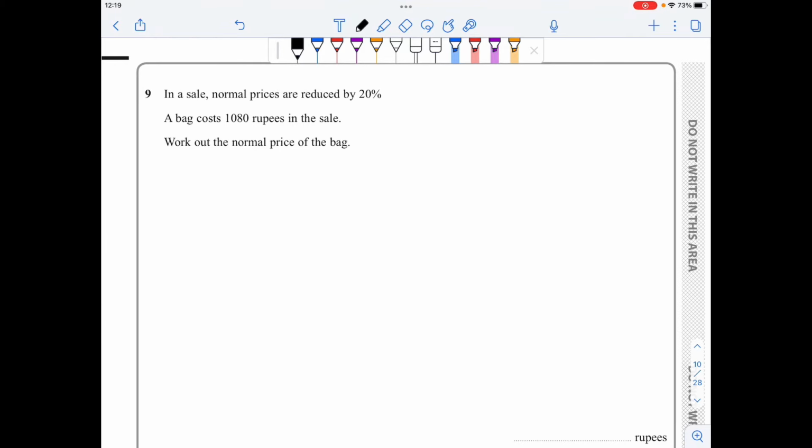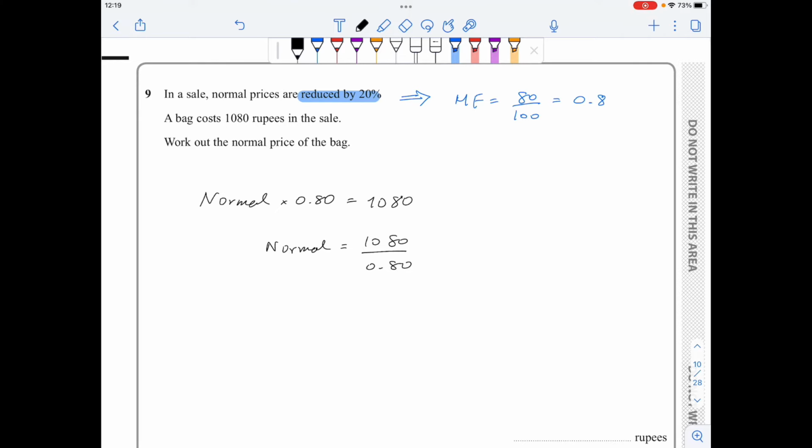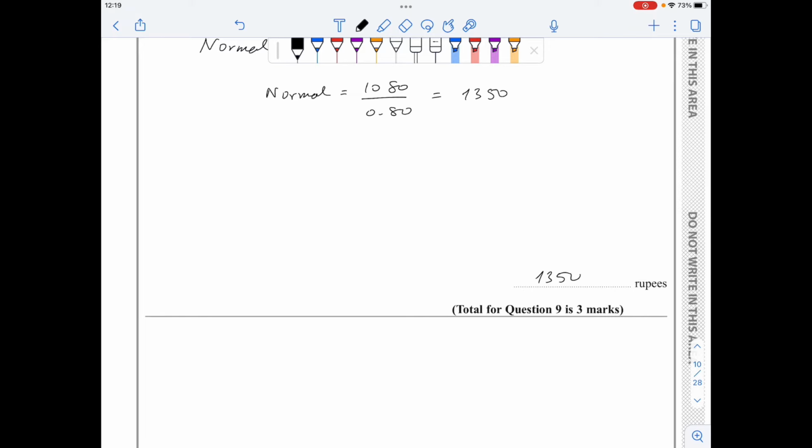For question 9, since I have a reduction by 20%, this means that I'm going from 100 down to 80, so the multiplying factor is 80 over 100, or 0.8 as a decimal. So the normal price times my multiplying factor is equal to the final price. So the normal price is equal to 1080 over 0.80, which comes out as 1350, which is the final answer.